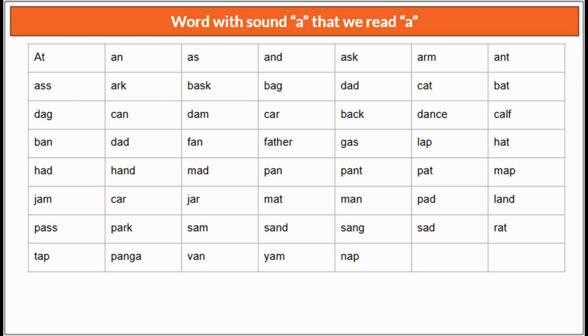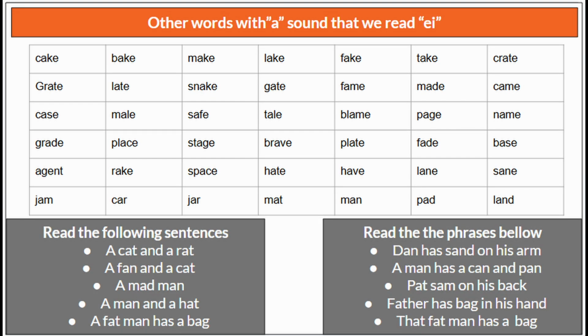We have other words with the A sound that we read as A. You see, for example, here we have C, then A, then K, then E. We read cake. Here we don't say cack, we say cake, because there is this one consonant which stands between the vowel A and the vowel E. But for us to read it cack, we shall remove this last vowel.